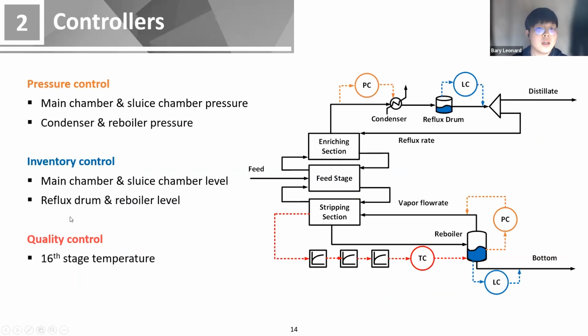And so in this system, we will have pressure controllers to control the main chamber and sluice chamber for each stage. Of course, this is actually just a virtual control of the simulation and not actually there in the real plant. And we also have a pressure control for the condenser, and for the reboiler, we use pressure control to control the vapor flow rate. And for inventory control, we have the stage level control, reflux drum, and reboiler level control. And for quality control, we have the temperature control. So I think this kind of control scheme is pretty common for distillation column.